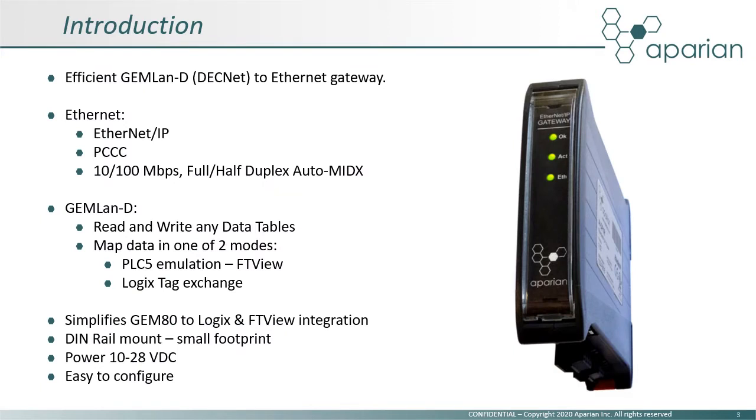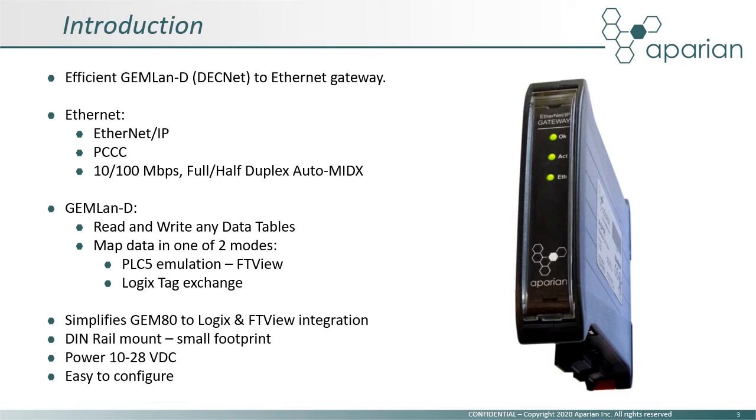The GemLan Router is ideal for interfacing Rockwell Automation Logix platforms and FTView HMI to legacy GEM80 PLCs via the GEMLAN-D communication card. The module uses a small footprint DIN rail mount enclosure with a wide input voltage range of 10 to 28 volts DC. It provides a standard 10 to 100 megabit per second full half-duplex auto MDIX Ethernet interface. The module supports the reading and writing of all data tables in the GEM80 PLC.